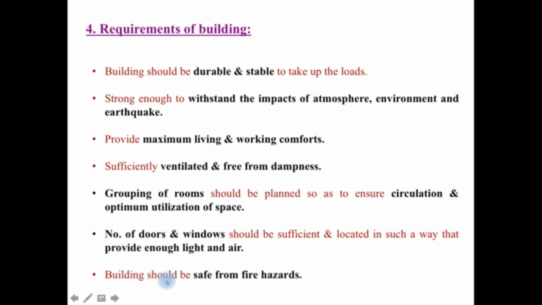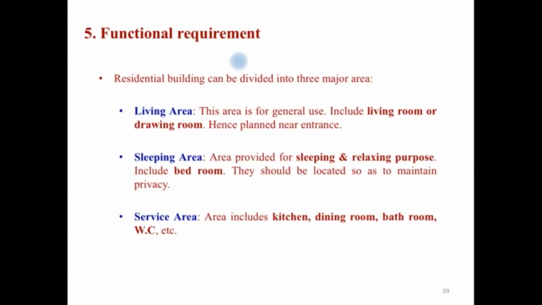A building should be safe from hazards, like earthquake hazard or fire hazard. All these parameters we have to take into consideration while thinking about a building. The building should also satisfy the functional requirements. As a residential building, it should have a living area, sleeping area and service area. These three things should be provided in the building.